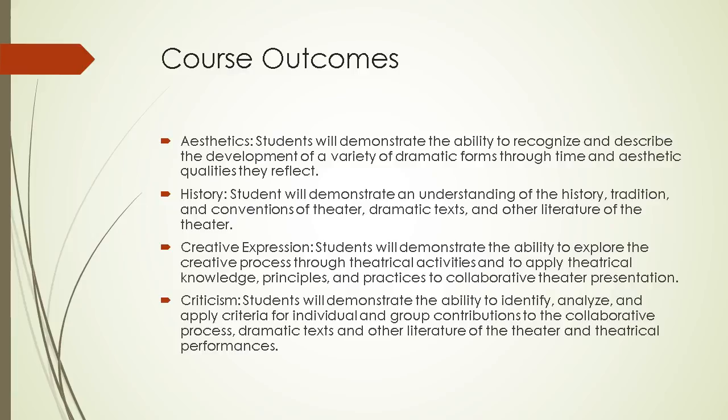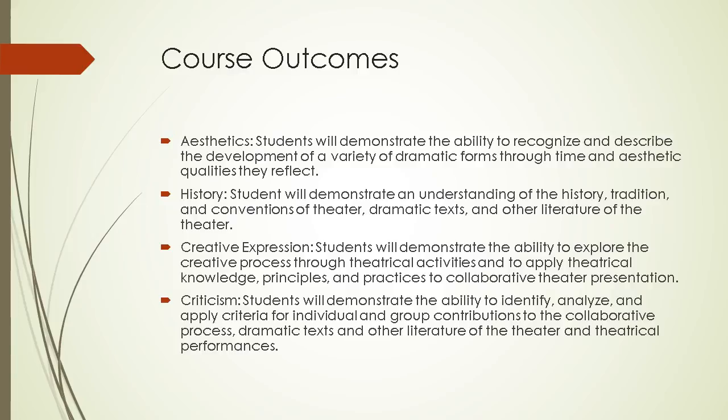Course outcomes, there are 4: aesthetics, history, creative expression, and criticism. Aesthetics. Students will demonstrate the ability to recognize and describe the development of a variety of dramatic forms through the times and aesthetic qualities that they reflect. As I mentioned in my last slide, history. Students will demonstrate their understanding of the history, tradition, and conventions of theater, dramatic texts, and other literature of theater.